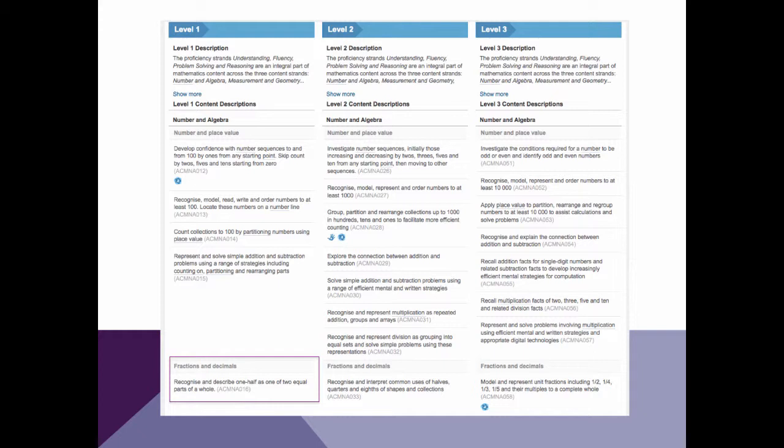Fractions only come into AusVELS in level 1, and at level 1 they should be able to recognise and describe one half as one of 2 equal parts of a whole. Then in level 2, recognise and interpret common uses of halves, quarters and eighths of shapes and collections. By level 3, students should be able to model and represent unit fractions including a half, a quarter, a third, a fifth and their multiples to complete a whole.